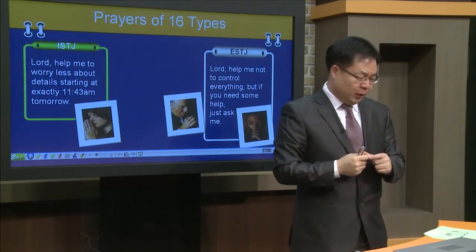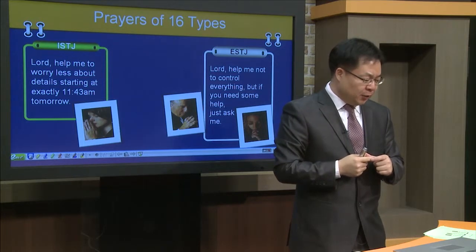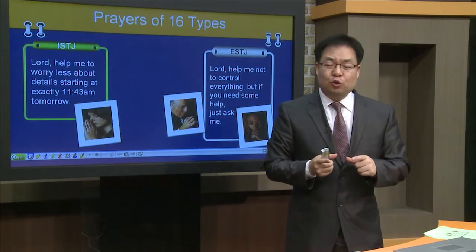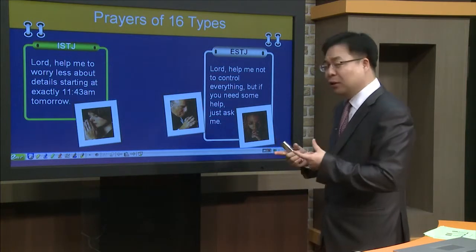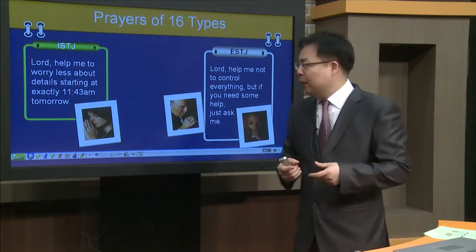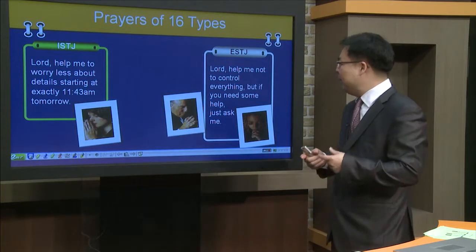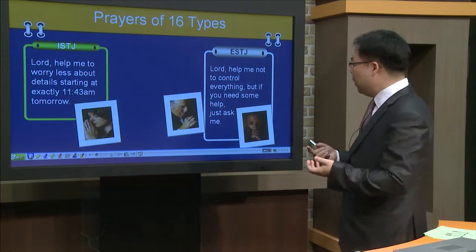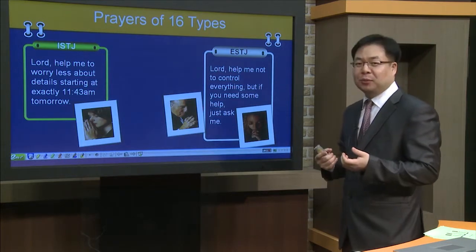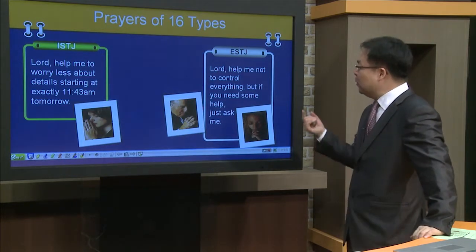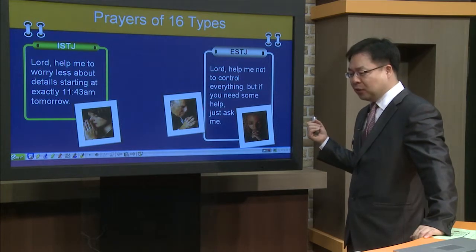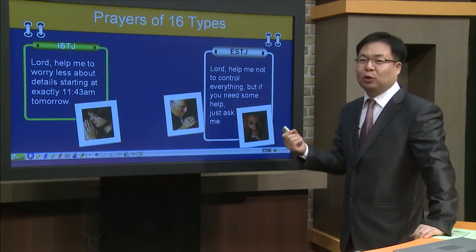characteristics. And actually for ESTJ, if you look at the nickname, it was a supervisor, and another nickname is a Superman. So, "Lord, help me not to control everything," because they have a tendency to control. "But if you need some help, just ask me." So it's funny because the person with ESTJ characteristics tries to even control the Lord.